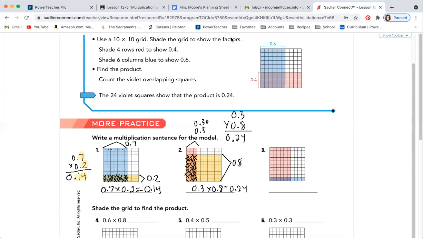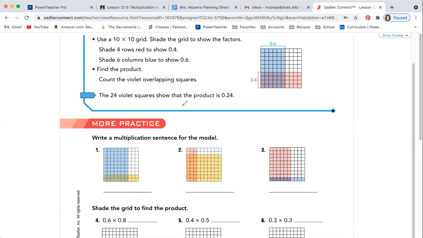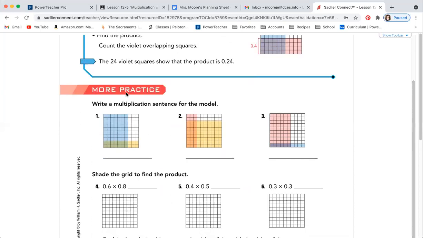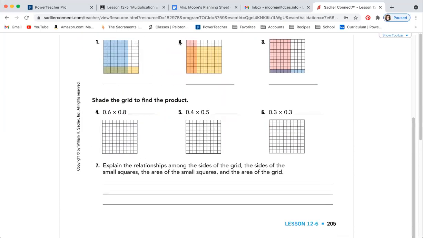I want to practice a shading one before you handle the rest on your own. Number 4. Oh my goodness. What's happening in there? The Spanish class today is a little wild.